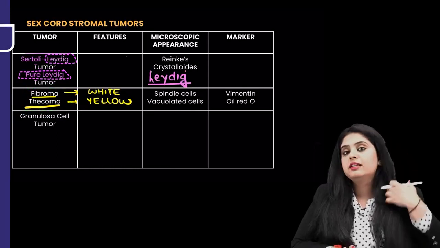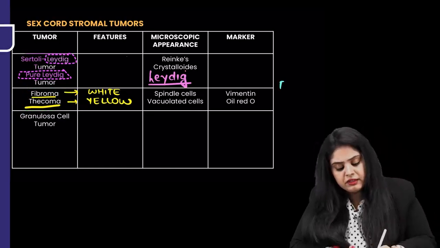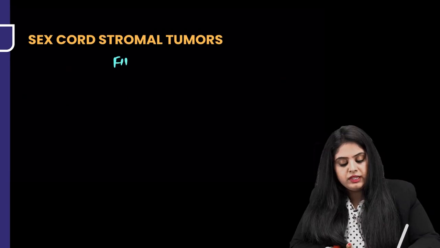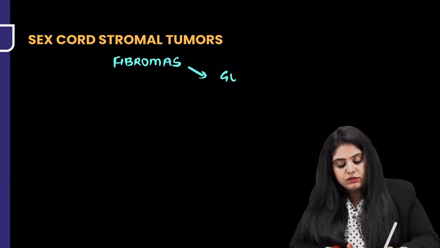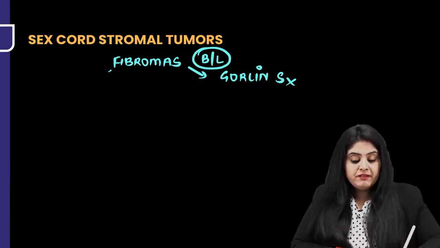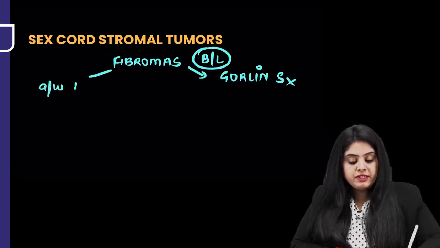Please note, very important. If you read in your gynae, you must have seen fibromas. I'll tell you 2 things about fibromas which you'll get in gynae. Fibromas are number 1 associated with Gorlin syndrome. In fact, bilateral fibromas are associated, dono ovaries mein hota in Gorlin syndrome. Whereas fibromas are also associated with another syndrome known as Meigs syndrome.